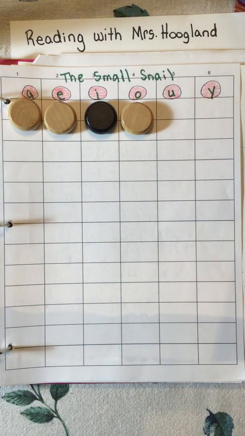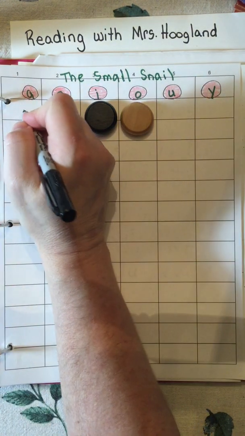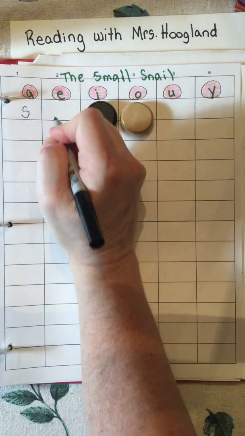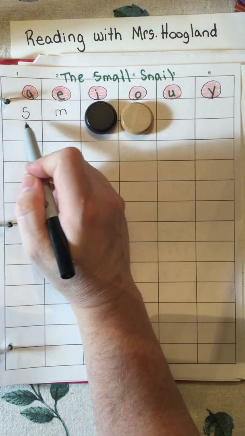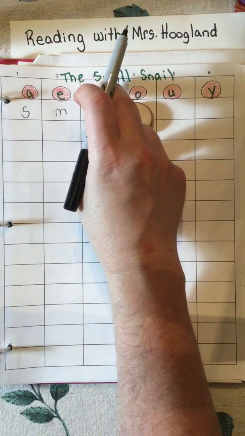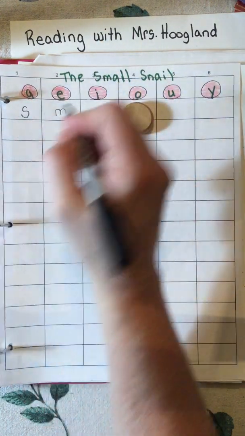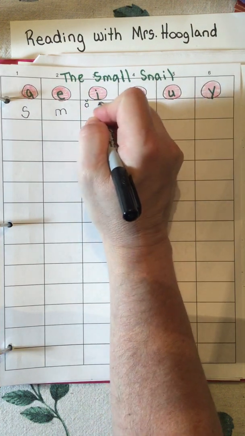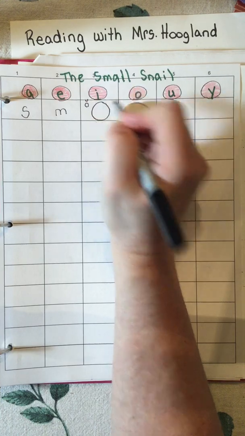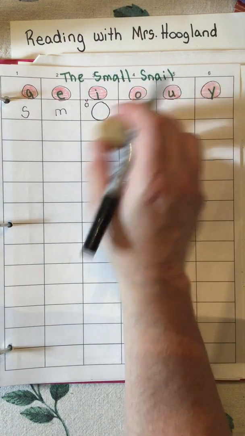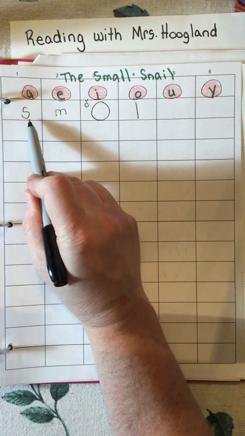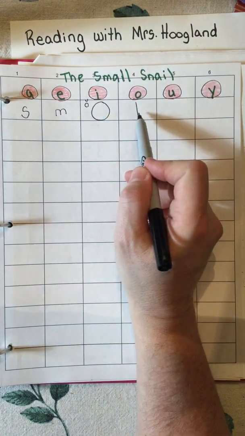All right. First sound in small is what? S. Next sound in small is what? Mm. So now we have sm. And then the next sound in small is aw. Aw? Well, we're going to circle that one because I'm going to tell you why in just a minute. And then the last sound we hear is ul. All right? So if we look at this, aw, ul.